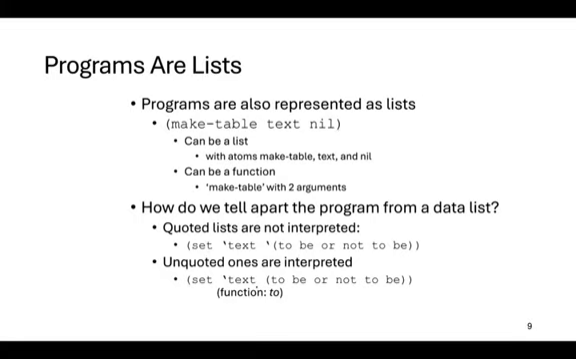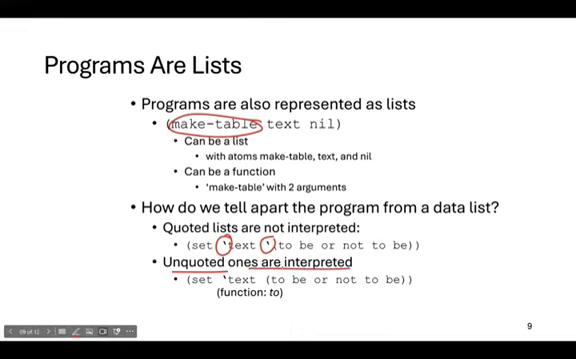Now, how do we tell that apart? Because we can treat these words here as actual words and actual strings, or we can treat them as a function that we want to apply to parameters. How can we tell the difference in Lisp? We can do it by adding this quotation mark. So basically, quoted lists mean we're not applying a function on them. We're treating them as text, and unquoted ones are to be interpreted.